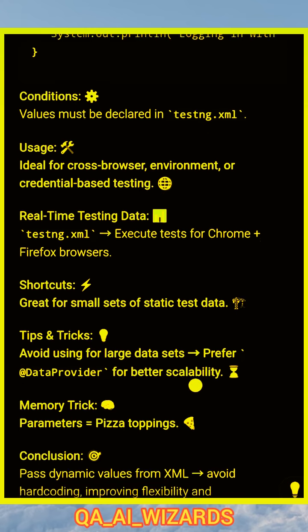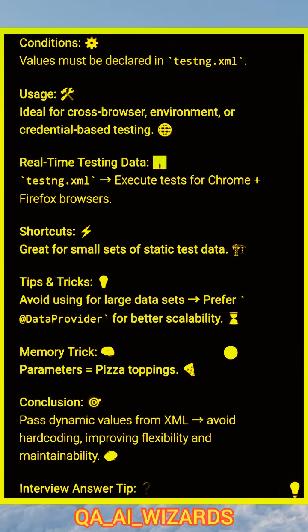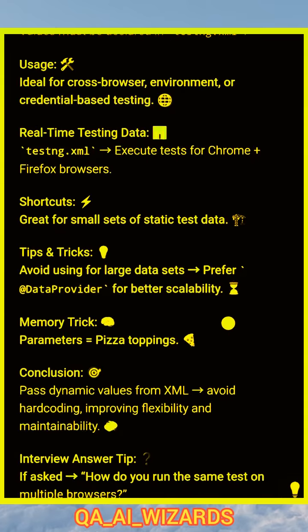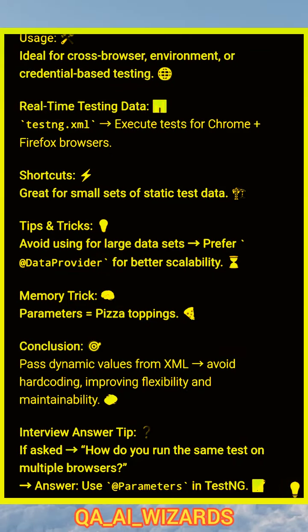Coming to tips and tricks, avoid using large data sets and prefer DataProvider for better scalability. We can also use it with the help of DataProvider. As a memory trick, parameters are nothing but a piece of toppings. And finally, the conclusion: pass dynamic values from XML, avoid hard coding, and improve flexibility and maintainability.